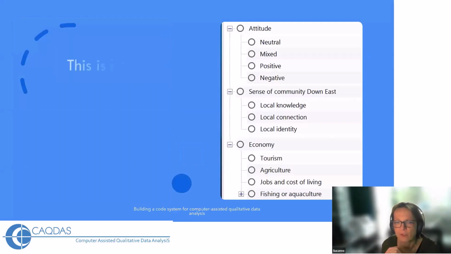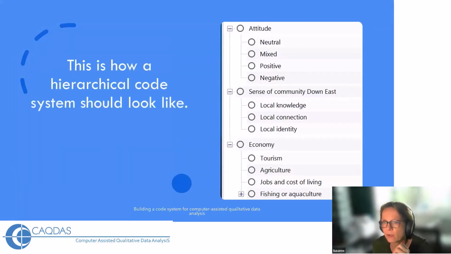So this is how it's supposed to look. We have the attitude separately, the sense of community separately, economy separately. It was kind of difficult to see before what belongs together. But here under economy are tourism, agriculture, and then there could be another level, fishing or aquaculture. There are some other subcodes underneath, smaller details for fishing or aquaculture, but that's also part of economy. So from the content, it's all the same.